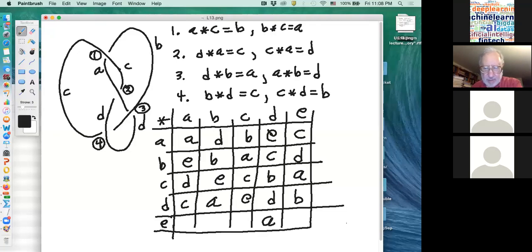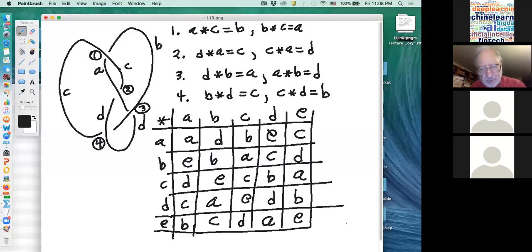Now we're on the home stretch. A, B, C, D. So this has to be E. A, B, C, E. This has to be D. A, E, B, C. This has to be C. And A, D, E, C. This has to be B. And we filled it in.